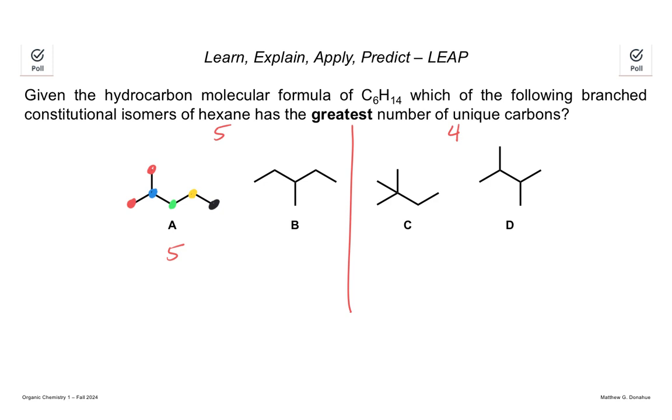How many unique carbons does choice B have? 4. So B is one of those where it overall has a molecular plane of symmetry. I can draw that line right here. So that group and that group are the same. This group and this group are the same. This one's different, and this one's different. So that gets us 4.